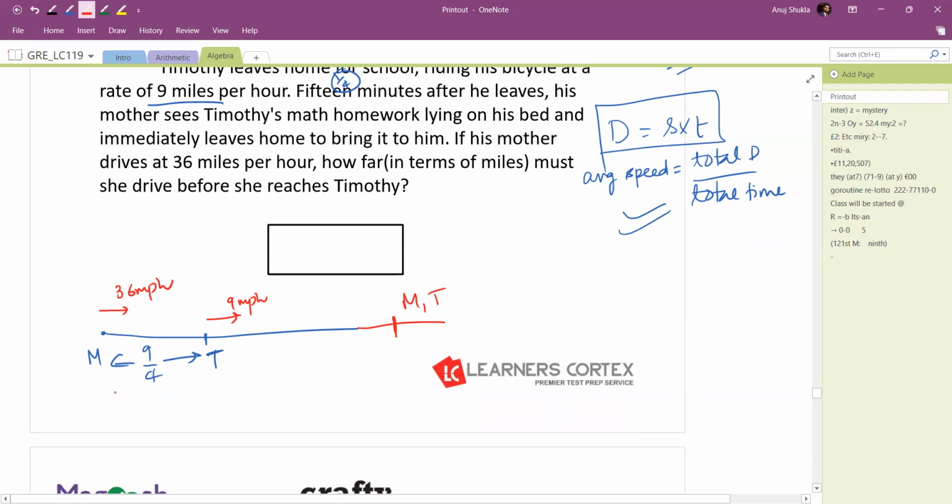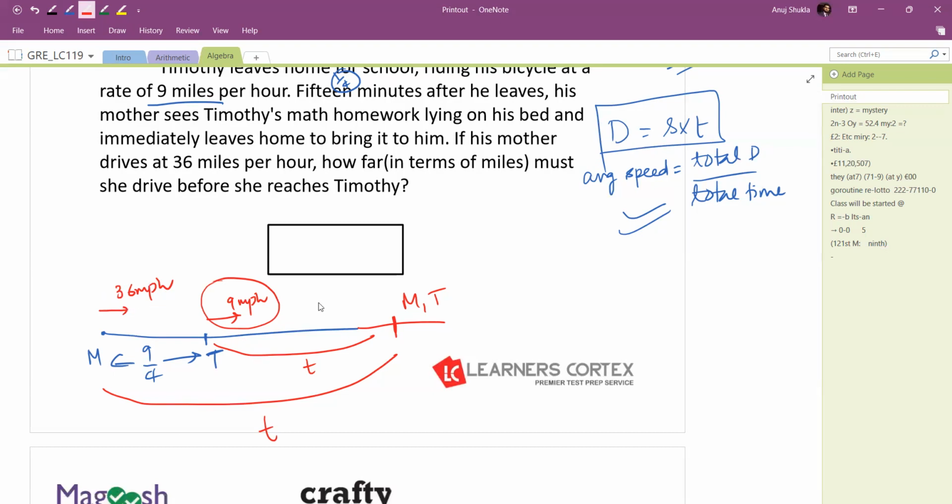They would have traveled for the same time. Means mom would have traveled here, would have taken t time. Timothy would have traveled from here to here, would have taken t time. Time will be the same, right? Because here your speed is less, so distance is less. Here your speed is more, so distance is more. Suppose they are meeting at this point. So how much distance is her mom covering? 36 into t. Yes or no? 36 is the speed. Time taken is t.